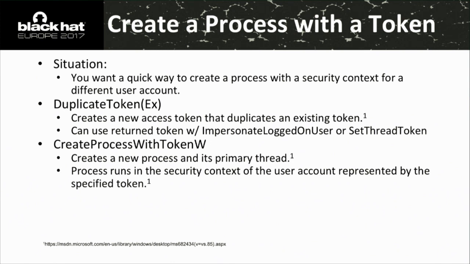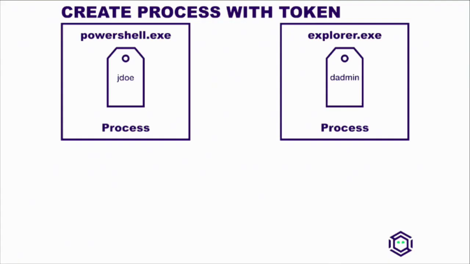And so I could do pretty much the same thing that I did with the previous attack, except after I duplicate my token, I'm going to use CreateProcessWithTokenW to create a brand new process using that token. The caveat here is that the token is going to be applied at the process level, not at the thread level like the previous attack. And so we have another kind of demonstration here.